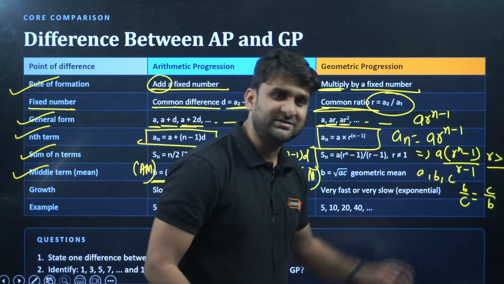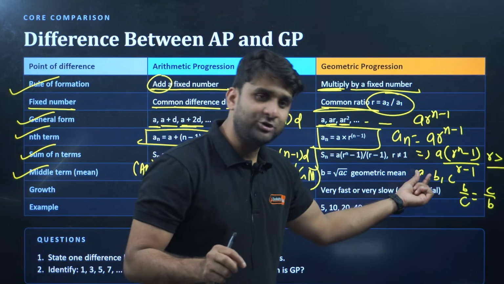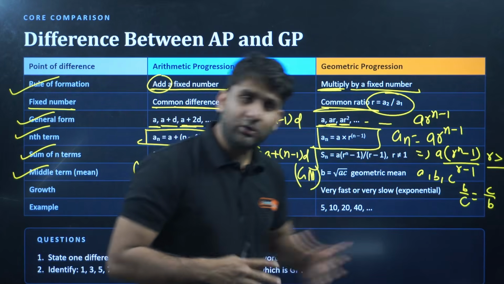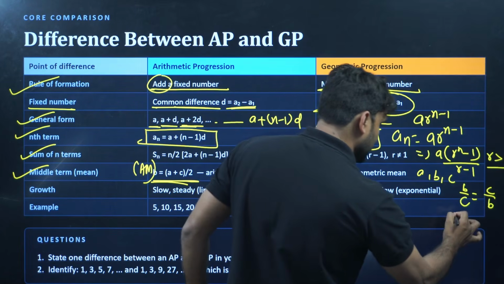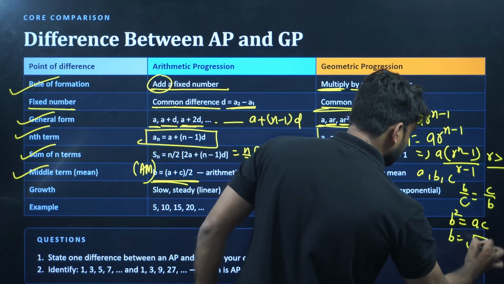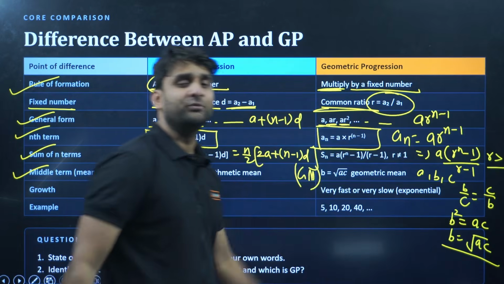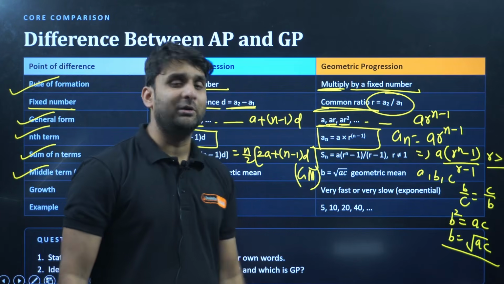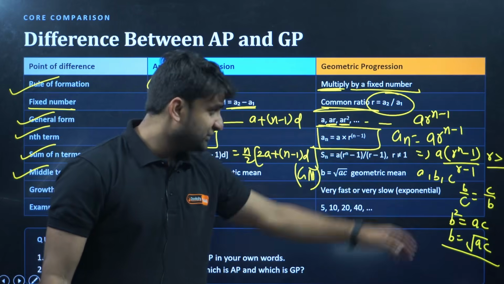Because if A, B, C are in GP, the common ratio B by A will be equal to C by B. Now do cross multiplication. So B into B, B square, is equal to AC. On removing the square, it will go in root form. So B is equal to under root AC. That is the geometric mean. Clear, everyone?